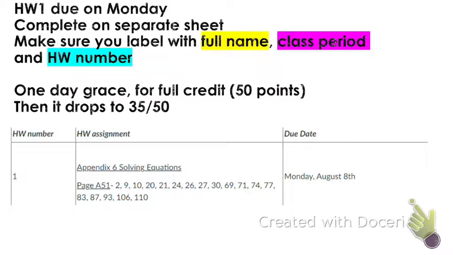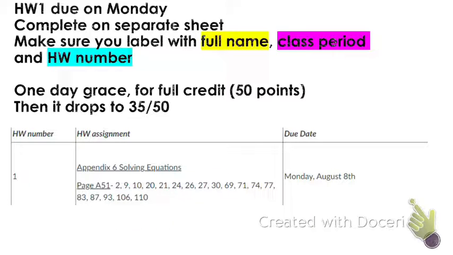So just a reminder, though, about homework 1. Homework 1 is due on Monday. So you have the books now. Make sure when you turn in your homework, I need these 3 things. I need your full first and last name. I need to know the class period. And then the homework number. So this is homework 1. These are the questions that you have to do. And you're just going to turn it in, staple it if it's more than one page, put it in that blue basket on Monday, and we're going to move on with our life.